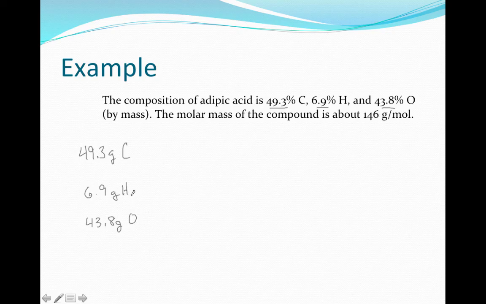Now remember, we're not using the diatomic form of hydrogen and oxygen because we're trying to write an actual compound, so these subscripts will be dictated by the formula of the compound. Remember, diatomics are only used when the element is by itself. But since they're part of a compound, we use the elemental form. In other words, 1 hydrogen, 1 oxygen. Okay, enough of that. The next step we did was we converted to moles.